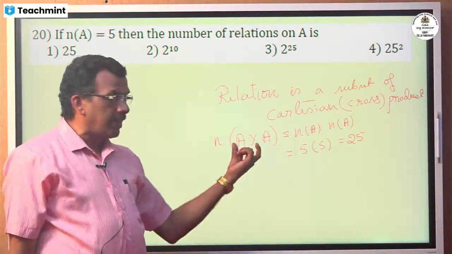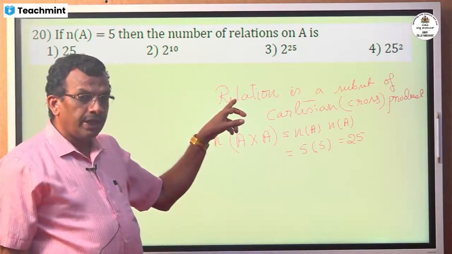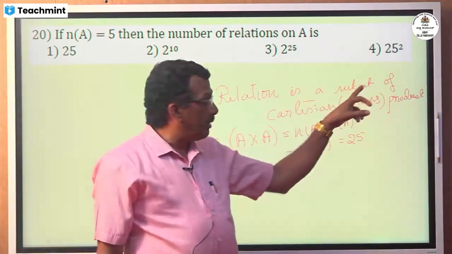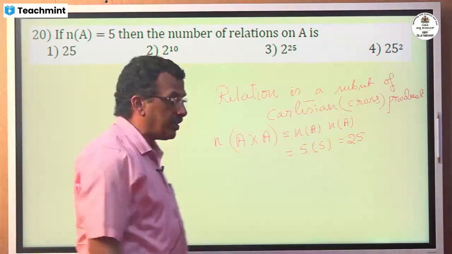How many ordered pairs are there? 25. What should I say? Relation. What is the relation? A subset of the Cartesian product. I have to write the subsets of this one.